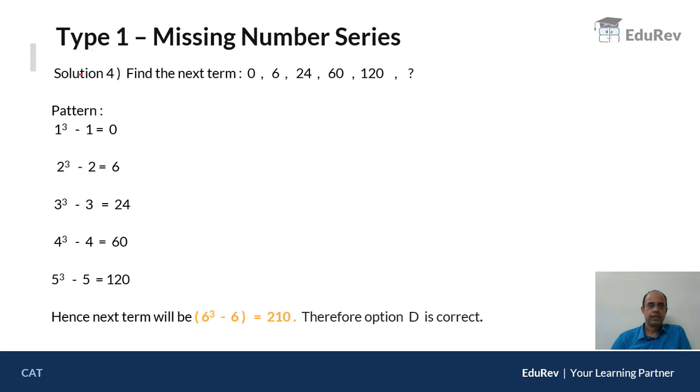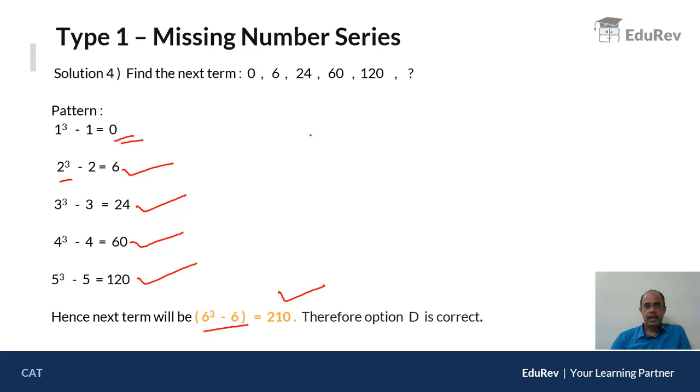Let's see the pattern. 1 cube minus 1 is 0. 2 cube minus 2 is 6. 3 cube minus 3 is 24. 4 cube minus 4 is 60. And 5 cube minus 5 is 120. The next term would be 6 cube minus 6, which is 210.